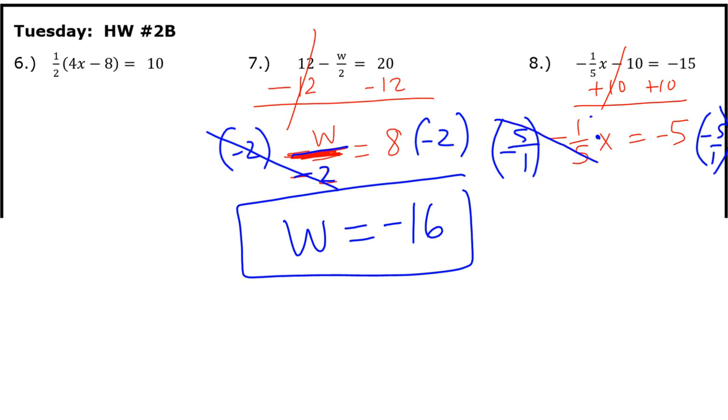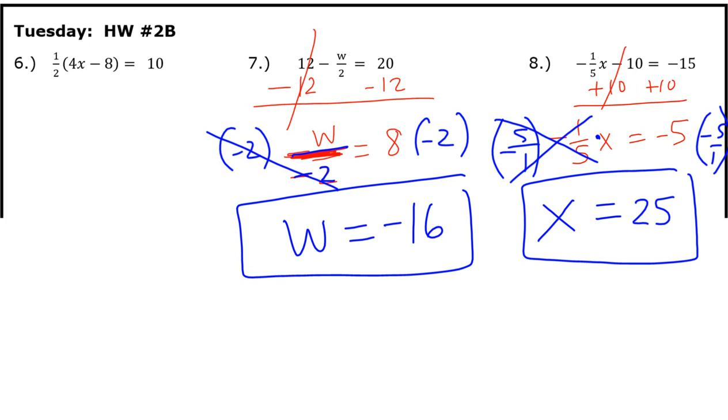So these are inverses, and that isolates my variable. And my answer is negative 5 times negative 5, which is positive 25, divided by 1. So take a look at what I did there with that fraction, right?